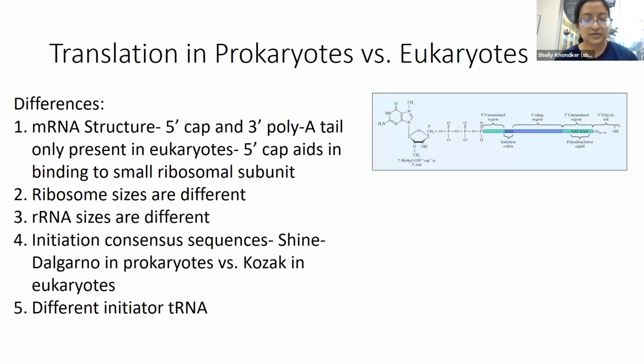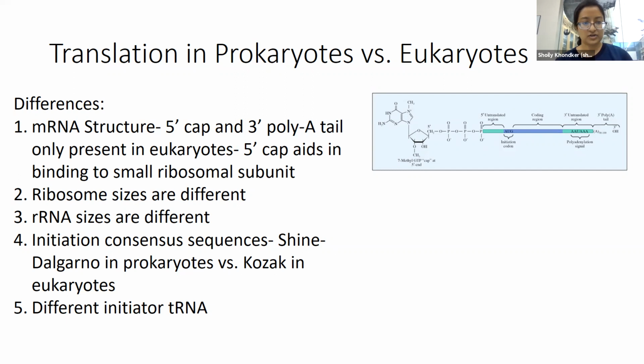So there are some major differences between prokaryotic and eukaryotic translation, and a lot of it has to do with how it's initiated. The first major difference is mRNA structure. Prokaryotic mRNA doesn't undergo the same level of processing as eukaryotic mRNA.